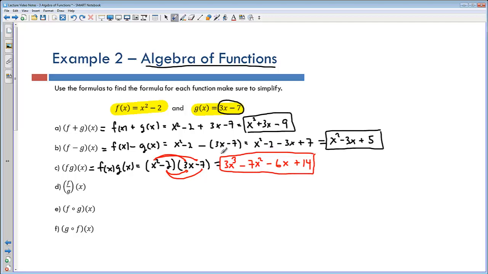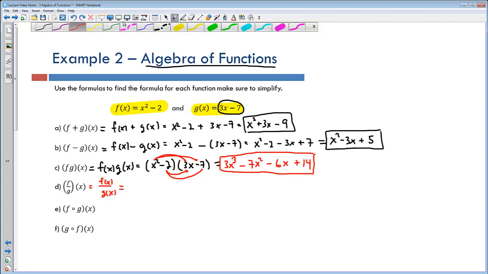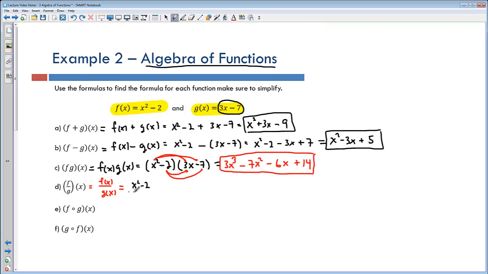And then finally, we come here to f divided by g of x. And so that's going to be equal to f of x on top divided by g of x on the bottom. And this one's actually very simple. So the idea is you just write down f on top. So here's f. So you have x squared minus 2 on top. And on the bottom you have g of x, which is 3x minus 7. And we're all done. It's f divided by g of x.